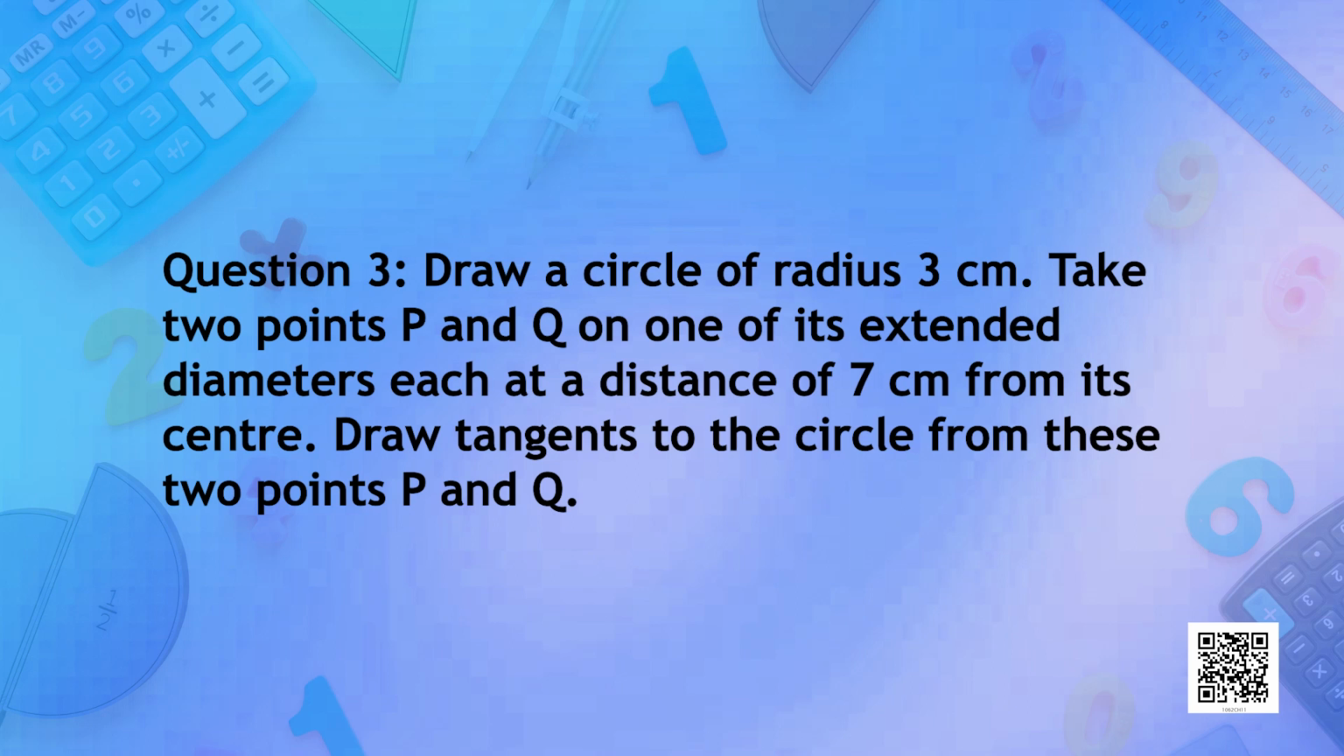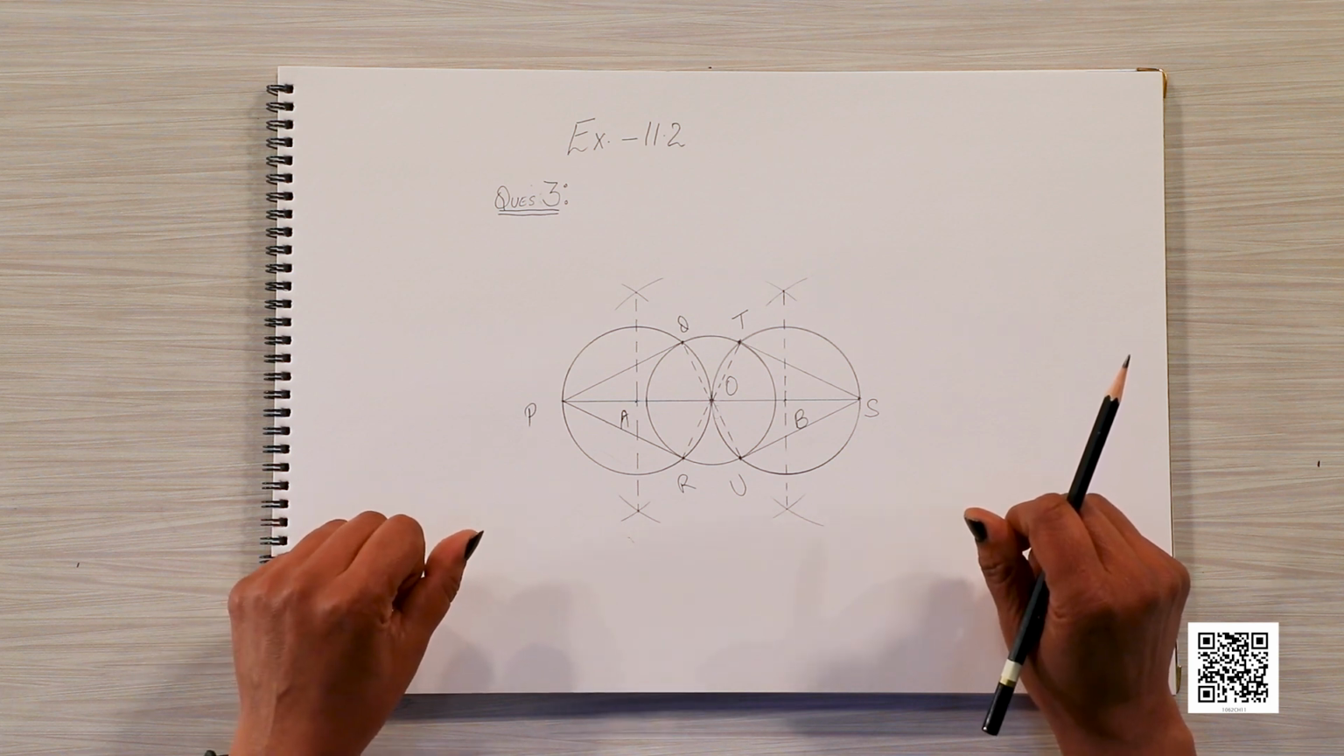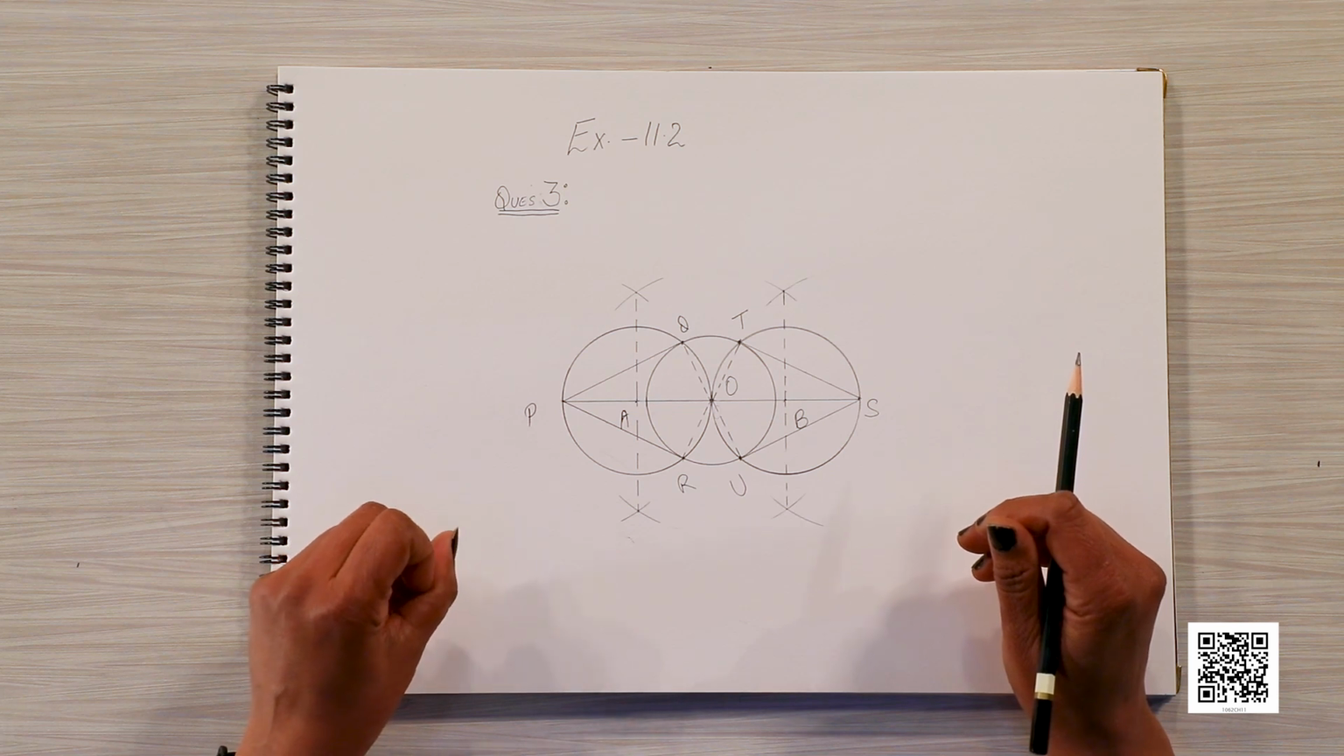Students, let us have a look at one more question. The question is, draw a circle of radius 3 centimeters, take 2 points P and Q on one of the extended diameters, each at a distance of 7 centimeters from its center. Then draw tangents to the circle from these 2 points P and Q. I have drawn this figure for you, and let us see. Let me explain the steps to you and you can draw it yourself.